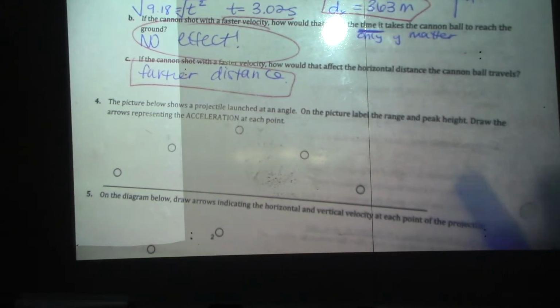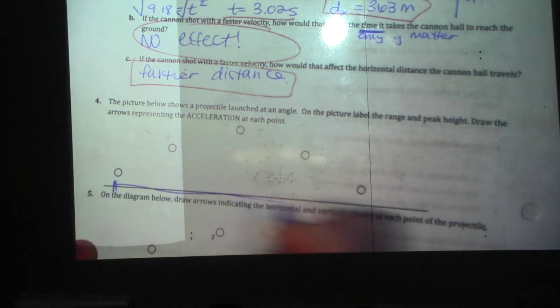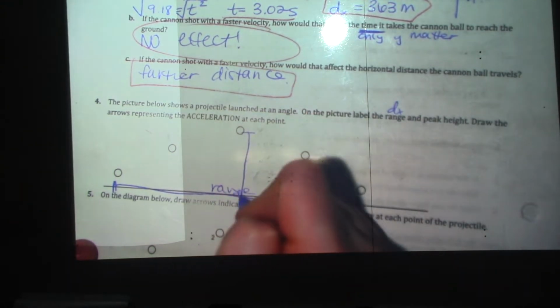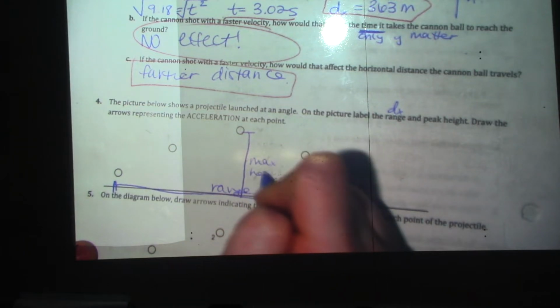Number 4, a projectile is launched at an angle. I want to label the range and the peak height. So range is the x distance, like this. So you need to just recognize that range is x distance. Peak height is like your max height. That is this distance, peak or max height.